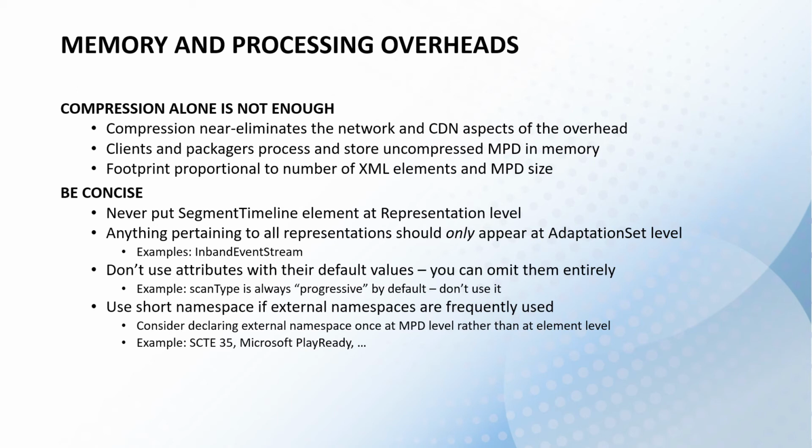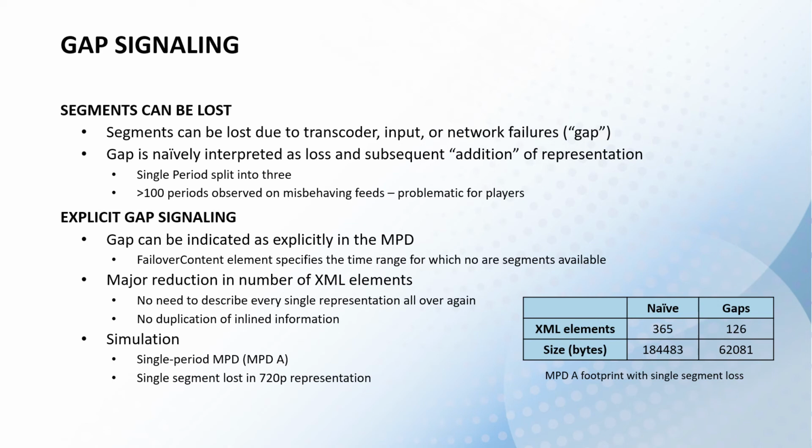Now, for something completely different, a couple of DASH tools that help you stay concise. First of all, gap signaling. What is a gap? Segments can be lost due to transcoder failure, due to transcoder input failure, or due to network failure. Imagine that you have a representation that is 720p, one that is 540p, and so on. Let's say you have 5 representations like this. And then the 720p representation lost one segment.